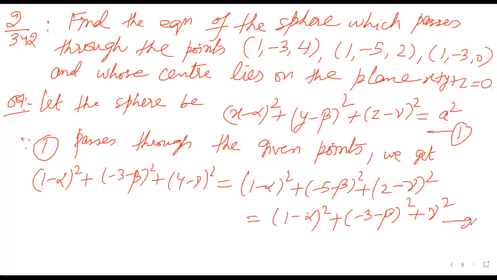It is equation 2. And one more thing is given: the center lies on the plane. So what are the center coordinates you have? Alpha, beta, gamma. So one more condition you have: alpha plus beta plus gamma is equal to 0. It is also one of the equations, because I have considered the center as alpha, beta, gamma in equation 1, so it will be lying on the plane. So you got these equations: here you have three equations, and then the fourth equation is alpha plus beta plus gamma equals 0. So now you can solve it.